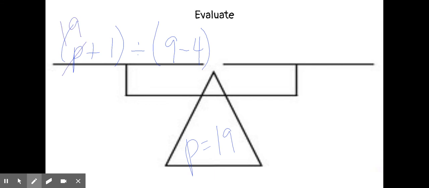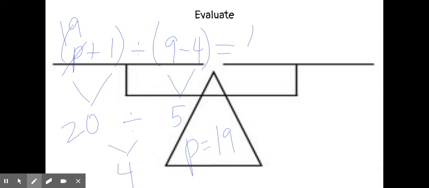I'm telling you that p equals 19, so instead of the p, we're going to put 19 there. And then 19 plus 1 is 20. And 9 minus 4 is 5. We did our two parentheses first, remember, left to right. And then it says that whatever you get from the first parentheses, go ahead and divide that by whatever you get in the second parentheses. So we have 20 divided by 5, and that equals 4.